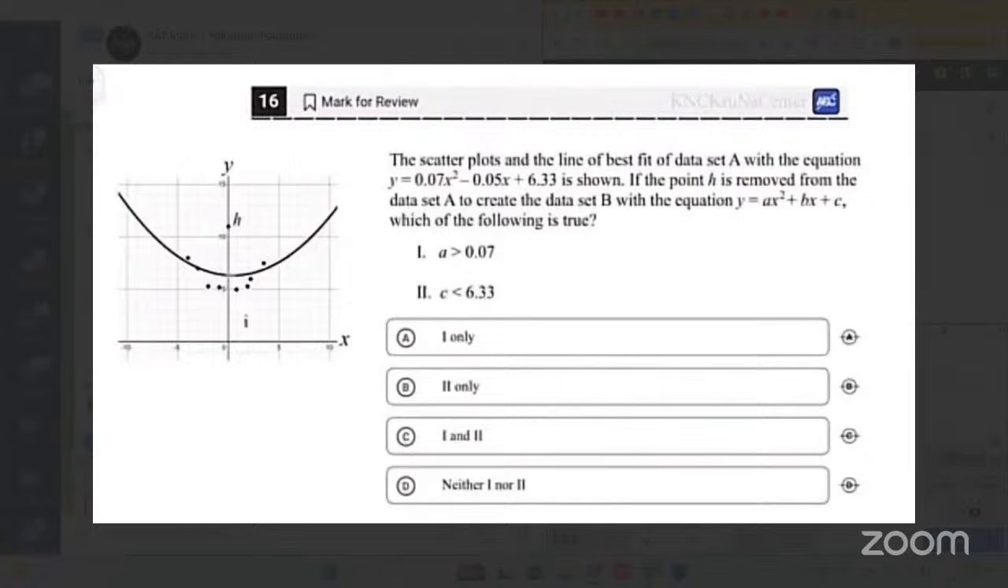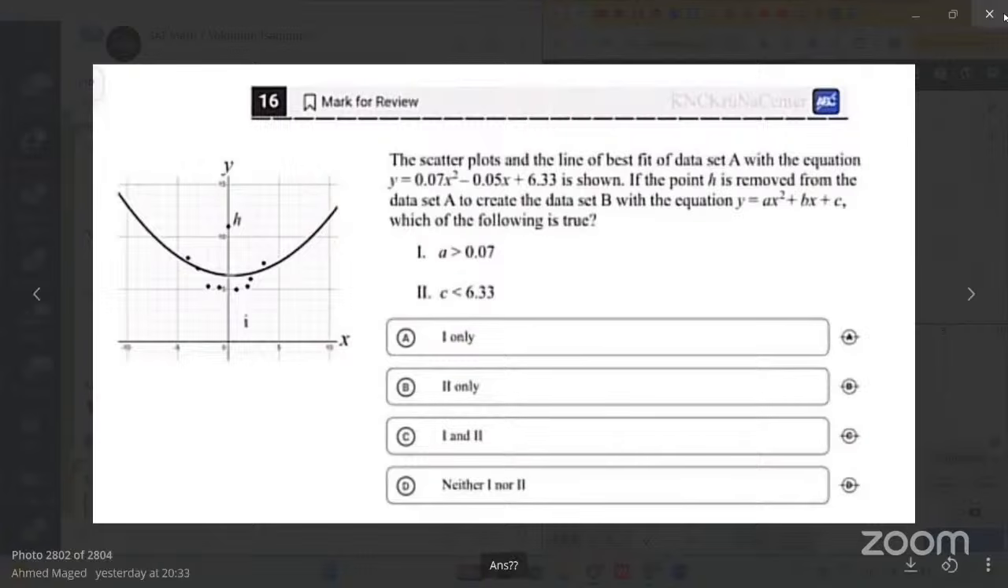Look, guys. First of all, scatter plots and the line of best fit of dataset A with equation Y are shown. If the point H is removed from the dataset to create dataset B with this equation, which of the following is true? Guys, in this question, we are just removing this point, an outlier, a very high point. How do we approach this kind of question?